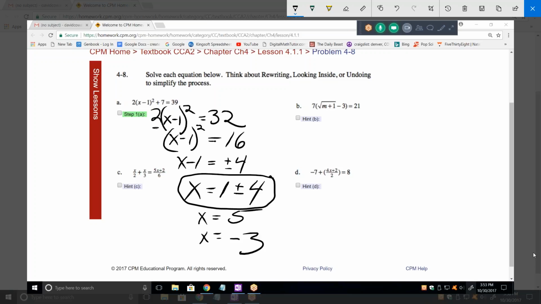Now, if we wanted to, we could check, does 5 work? Well, 5 minus 1 is 4. 4 squared is 16. 2 times 16 is 32, plus 7 is 39. Does minus 3 work? Minus 3 minus 1 is minus 4. Minus 4 squared is plus 16. Times 2 is 32, plus 7 is 39. So both answers work. And when you're solving polynomials like this, both answers will almost always work.